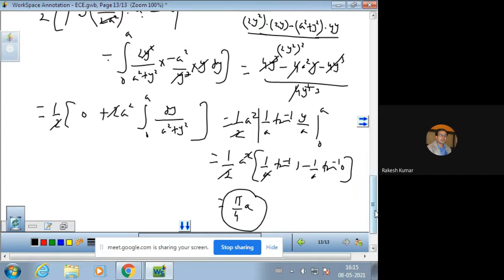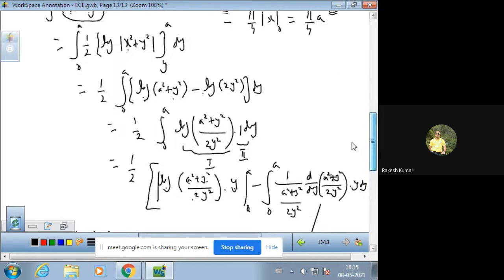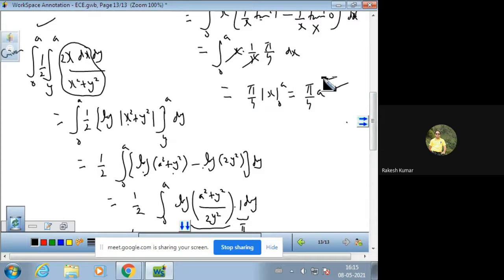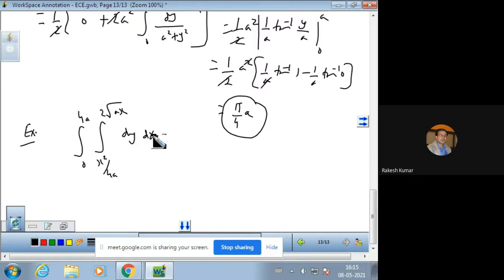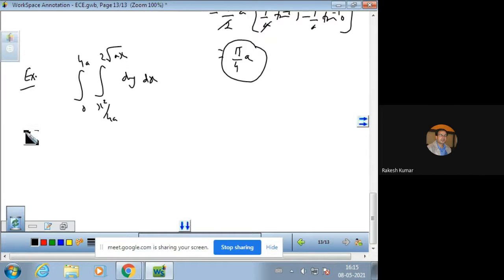Now you see this value is the same as this value. So this was what we were doing in the previous class. So this is by change of order of integration. Now one more important example is: by changing the order of integration, evaluate integral 0 to 4a, x square upon 4a to 2 square root ax, dy dx. Now we need to evaluate by changing the order of integration.